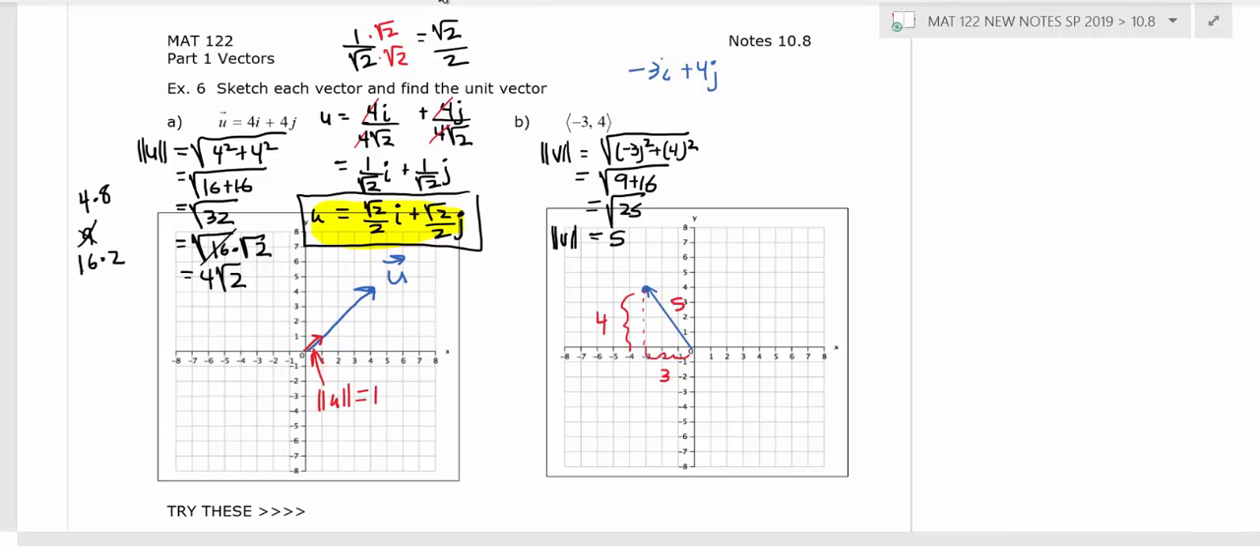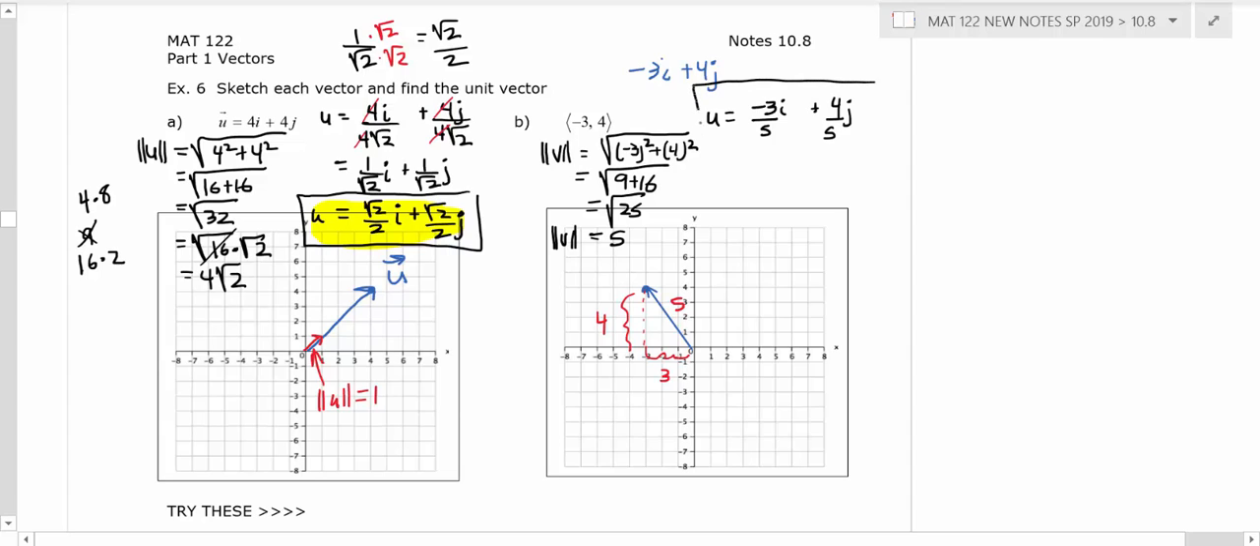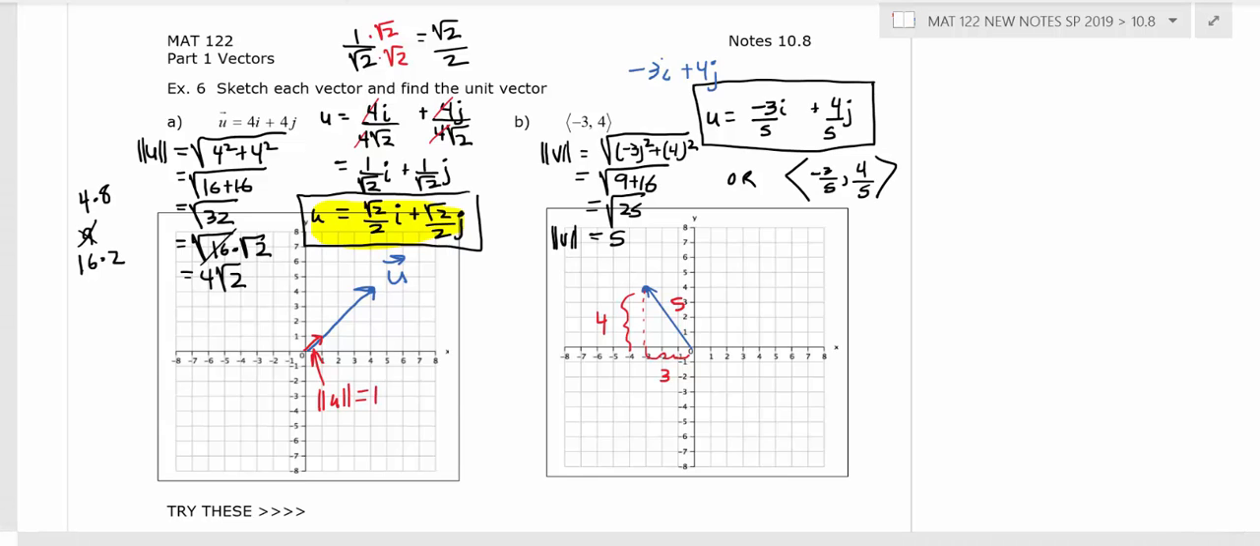All right, so now what we do is we do this. I'm going to write this as negative 3i plus 4j, and then I just divide by that magnitude, and you would get an answer. So the unit vector would be this, or you could write it in this form, negative 3/5, comma, 4/5. That is a unit vector in the same direction. It would be in the same direction, but only 1 unit long.